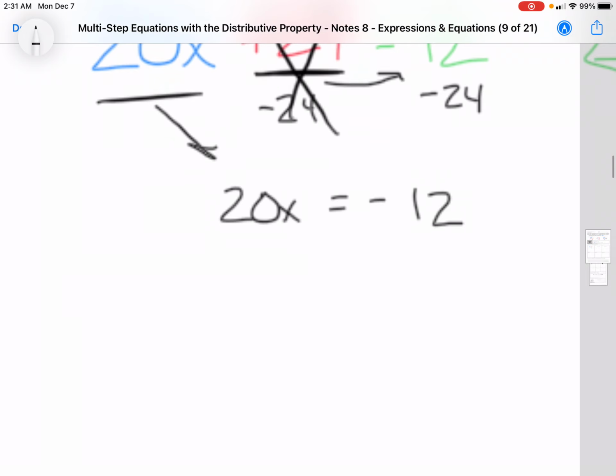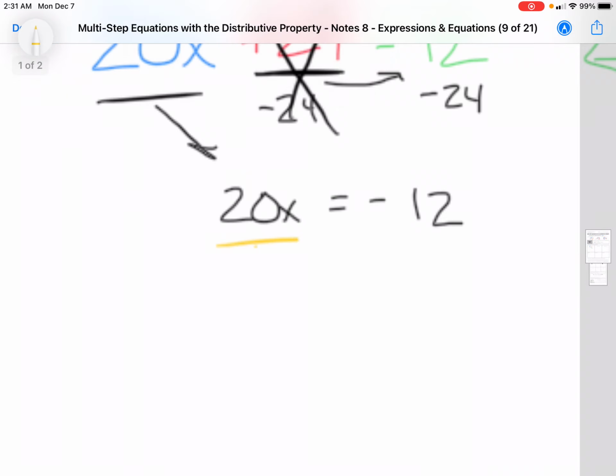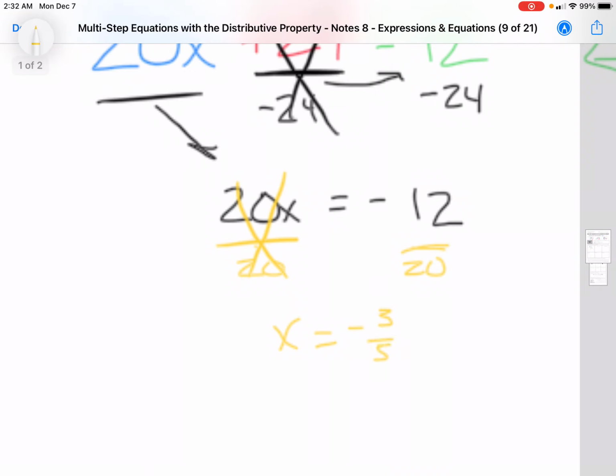Okay. How do I get rid of the 20x? Let's change the colors. Let's go yellow. Divide by 20. Those go away. I'm left with x is going to equal negative 6 over 10, which would be 3 over 5 if you simplified that. Or negative 0.6. Either one. Okay? Either one. All right?